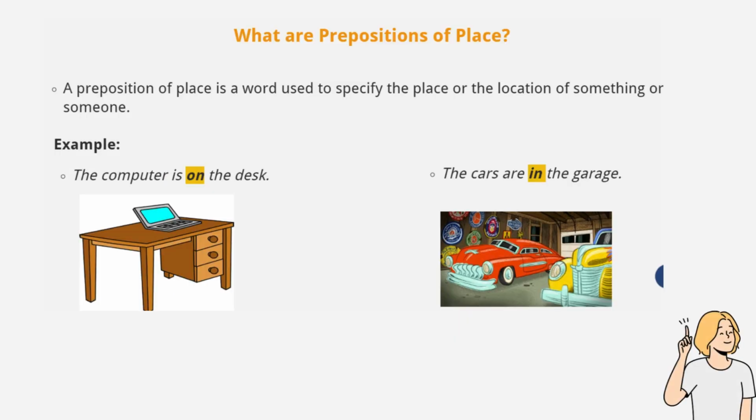What are prepositions of place? A preposition of place is a word used to specify the place or the location of something or someone. Example: the computer is on the desk. The cars are in the garage.